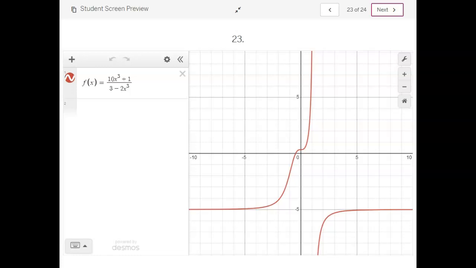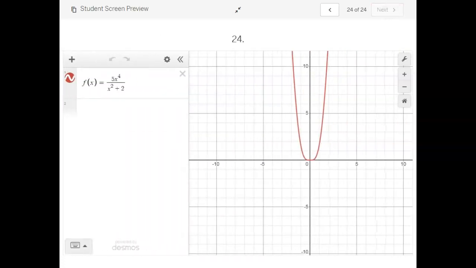23. The limit as x approaches -infinity. What does it look like from the graph? -5. Can you verify that's right from your equation? Yes, because they're tied in degree, right? And I'd do 10 divided by -2, and I'd get -5. Good. All right. Limit as x approaches infinity. What does y approach?